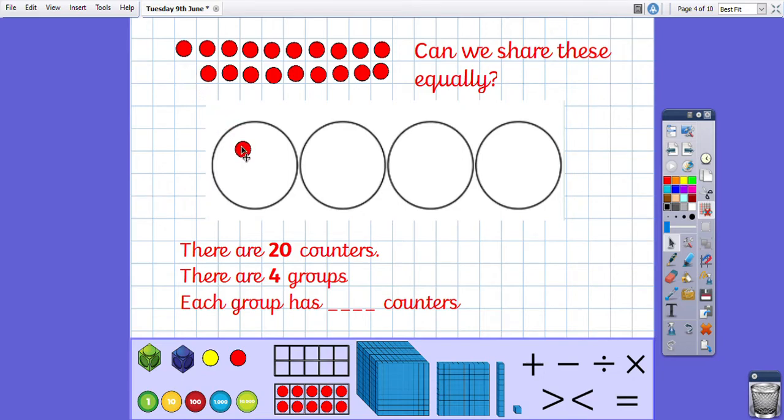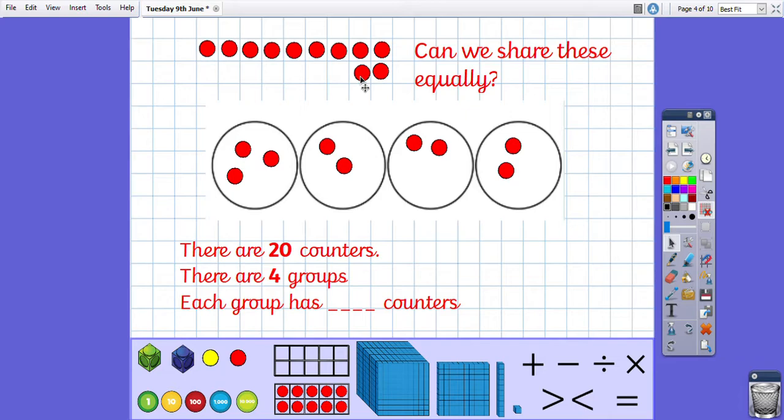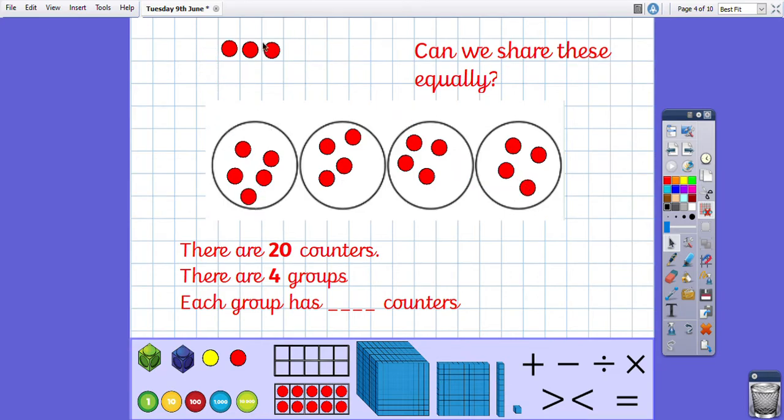Now to share equally, we do 1 at a time for each group. We don't give this group 2 and then carry on, because that isn't how it works. To do it equally, we do 1 at a time for each group. Just like this, taking them 1 at a time until we've run out of counters. Okay, so 1 in there, 1 in there, one in that group, and finally the last one.